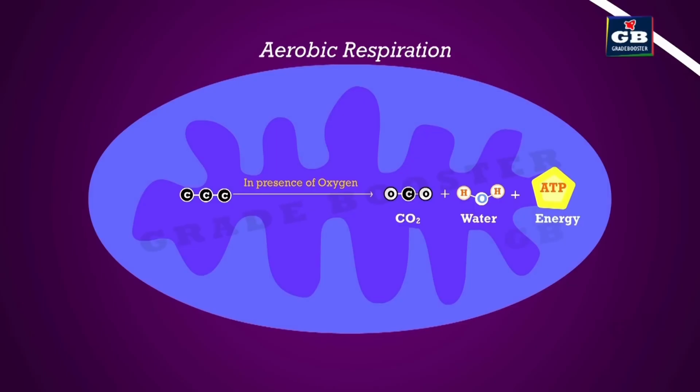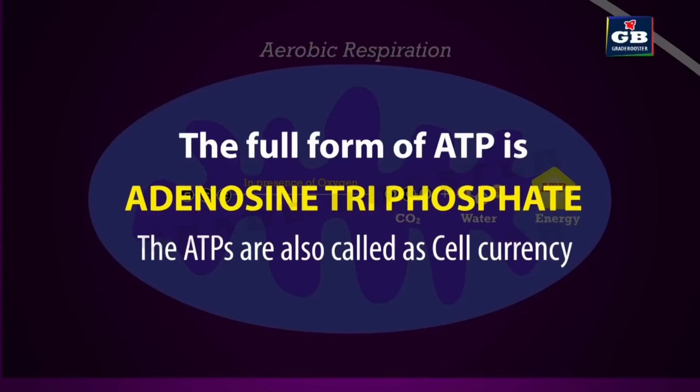This energy gets packed in ATP molecules. The full form of ATP is adenosine triphosphate. These ATPs supply energy to different activities of the cells. For this reason, these ATPs are called cell currency.